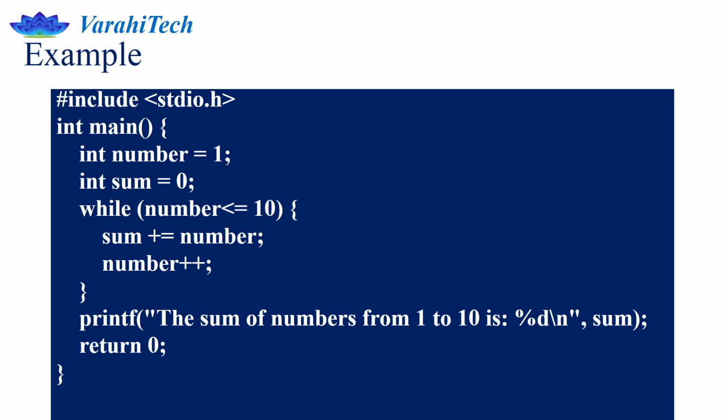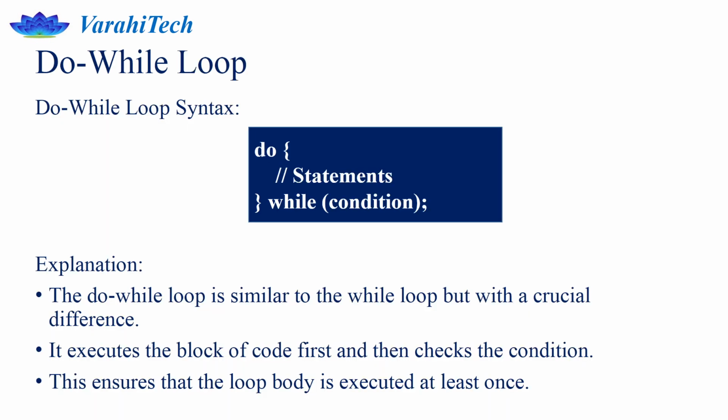Finally, printf function, which is used to display the calculated sum of the numbers from 1 to 10. The return 0 statement signifies the end of the main function and the successful execution of the program. By using a while loop, the program starts from 1 and keeps adding the current number to the sum variable until it reaches 10. After the loop ends, the program displays the sum of the numbers from 1 to 10.